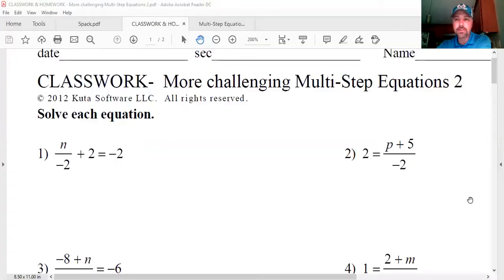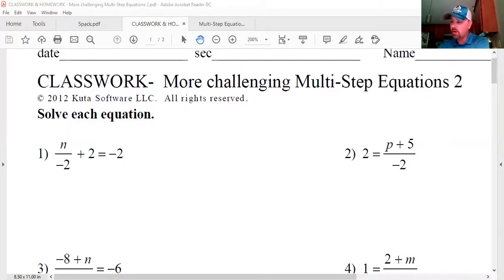All right, so let's take a look at this first problem. Okay, I'm hoping you can see my screen. Sometimes it's hard to tell, but I think you can. And so here's basically what we are looking at. n divided by -2 plus 2 is equal to -2. That's a lot of 2's. Don't let it throw you off, okay? So we have division and we have addition. We want to undo this problem.